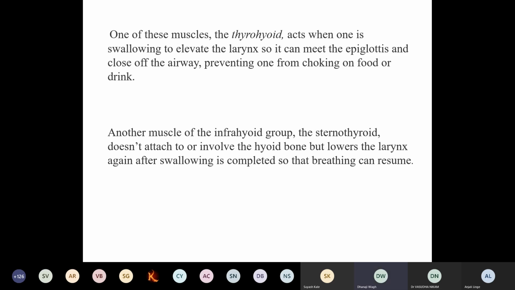Another muscle of the infrahyoid group is the sternothyroid. It does not attach to or involve the hyoid bone, but lowers the larynx again after the swallowing is completed, so that breathing can resume.